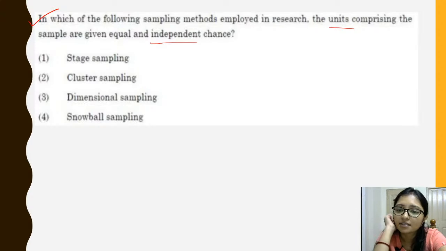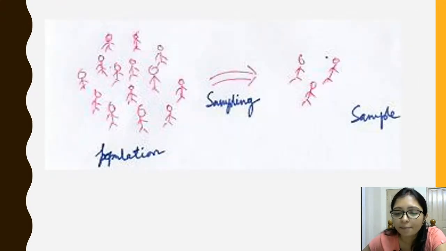Vikrant is giving the answer. Any other? Anyone know the answer? Okay, let me discuss what is sampling.